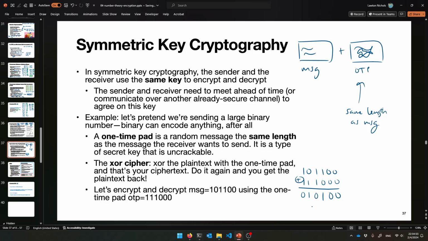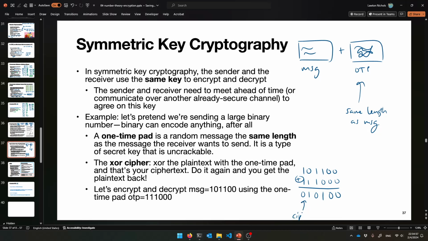And this now becomes your ciphertext that you send across the internet or something, or through the mail. And anybody can listen in on it as long as they don't have the one-time pad. They can never get back the plain text. Isn't that crazy? Isn't that cool? This is symmetric key cryptography.